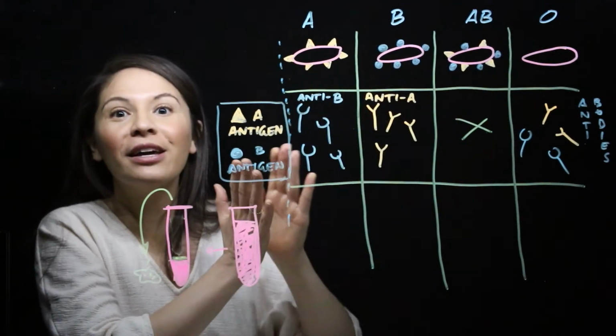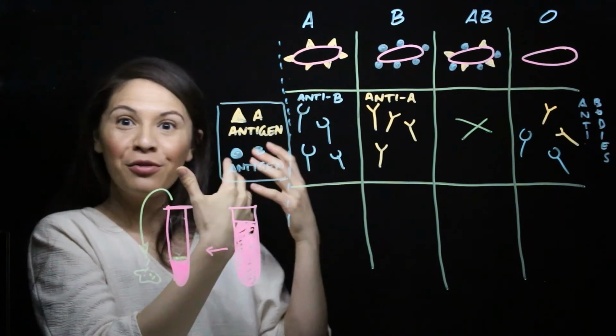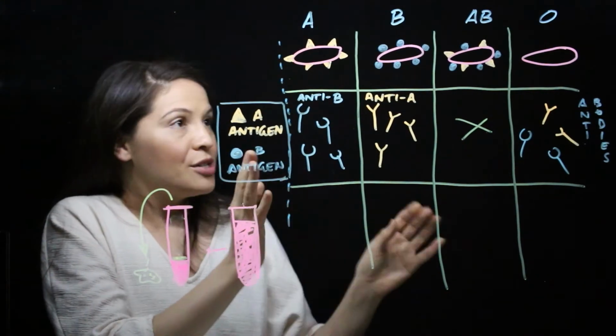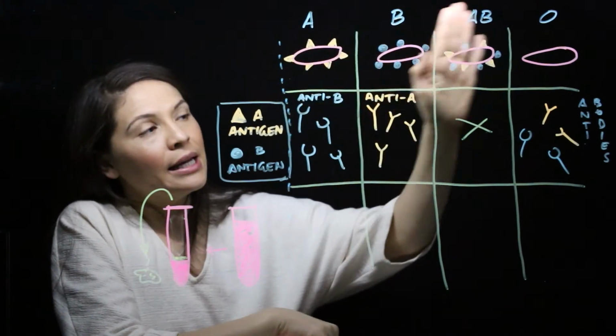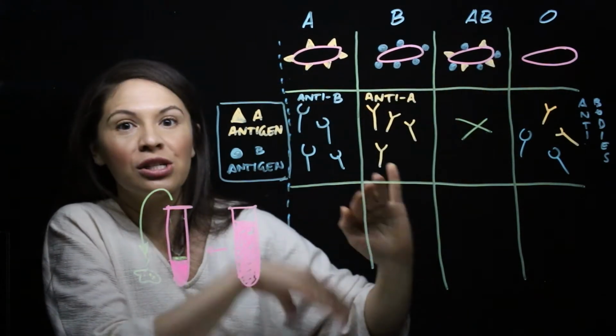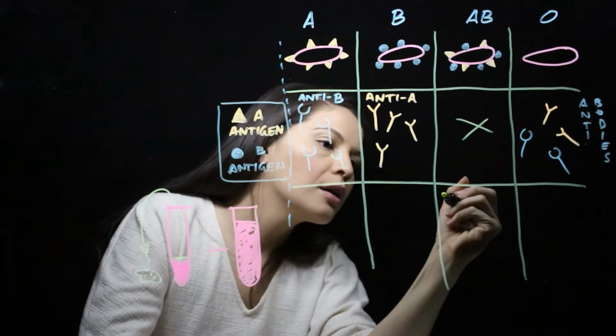So this is how we can receive blood types from other blood groups that are not of our own. So AB can receive A, B, and O. So AB is actually known as the universal recipient.